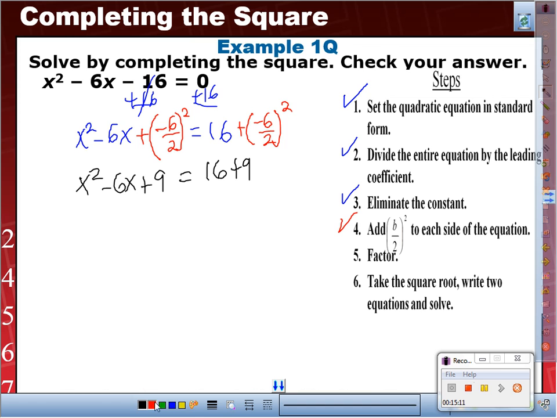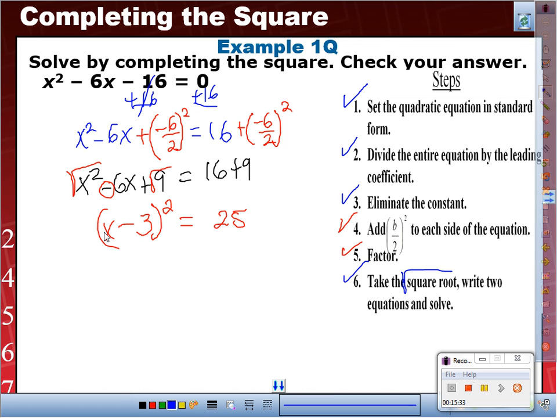Next step, we do what? Factor. So square root of the first, x, square root of the last, 3. What's the sign of the middle? Minus, so that's x minus 3 squared equals, what is 16 plus 9? 25. Okay?